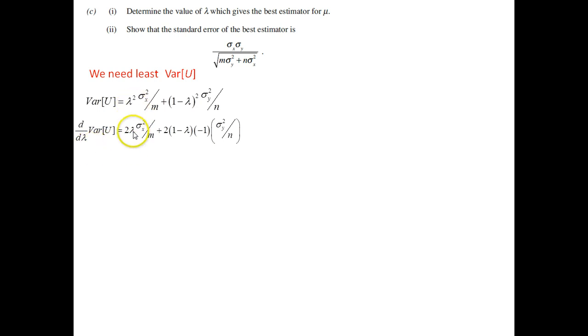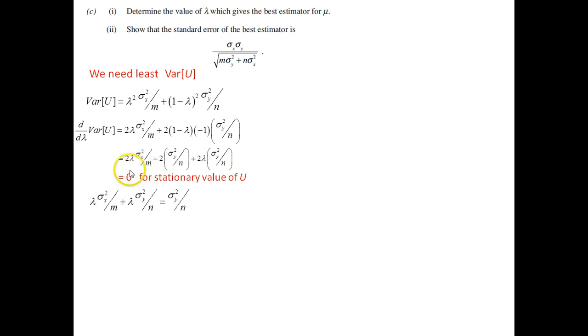So in that, lambda squared goes to 2 lambda times the constant, and then the bracket squared goes to 2 times 1 minus lambda times minus 1, the differential of the inside. Tidying that up, we get 2 lambda times sigma squared for x over m minus 2 times sigma squared for y over n, and then plus 2 lambda sigma squared y over n. We need that to equal 0 to be a stationary value.